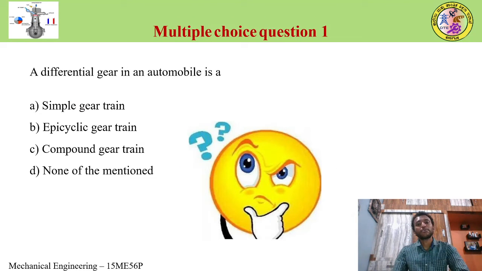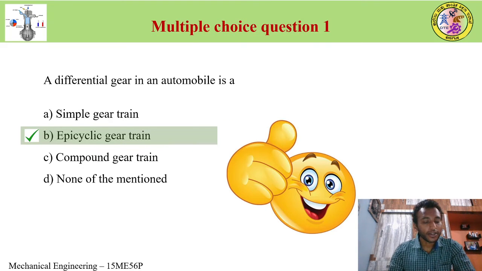Now we come to the multiple choice questions. After understanding all three topics, that is the differential gear mechanism, rear axle and power steering mechanism, these are some of the few questions which you can easily guess by looking at them. First question: a differential gear in an automobile is... when you look at the sketch of the differential gear, you can easily identify the answer, that is an epicyclic gear train.